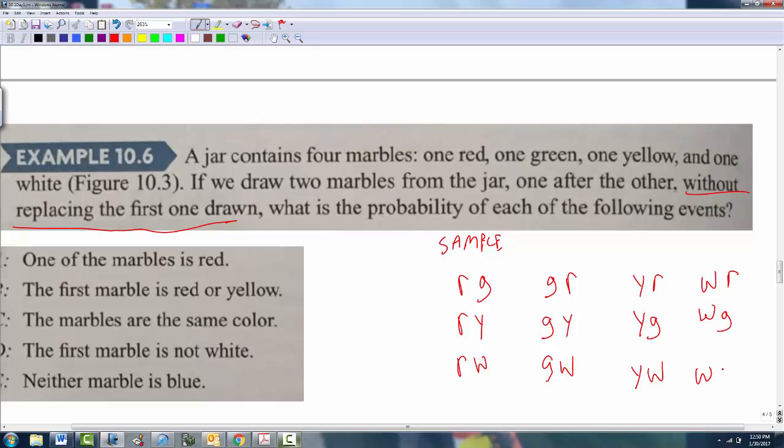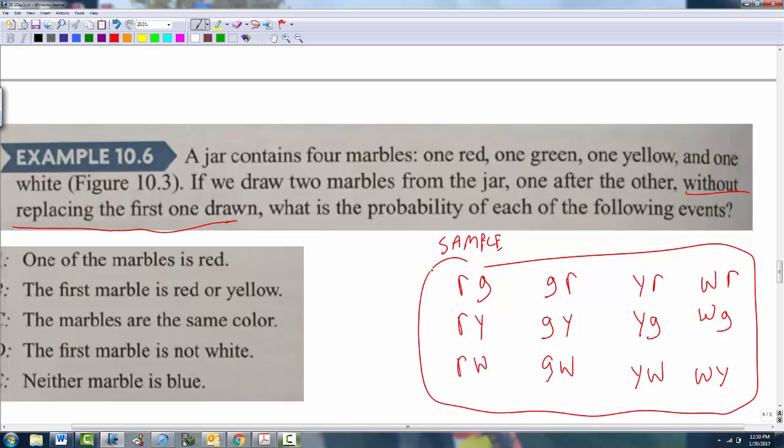So how many possible ways could this happen? 12. Not red and red, because we're not doing what with the marble? Replacing it. Remember that when there was a replacement question. Red and then red would be a possibility that would throw off what the sample space is by a lot, make it a lot larger.